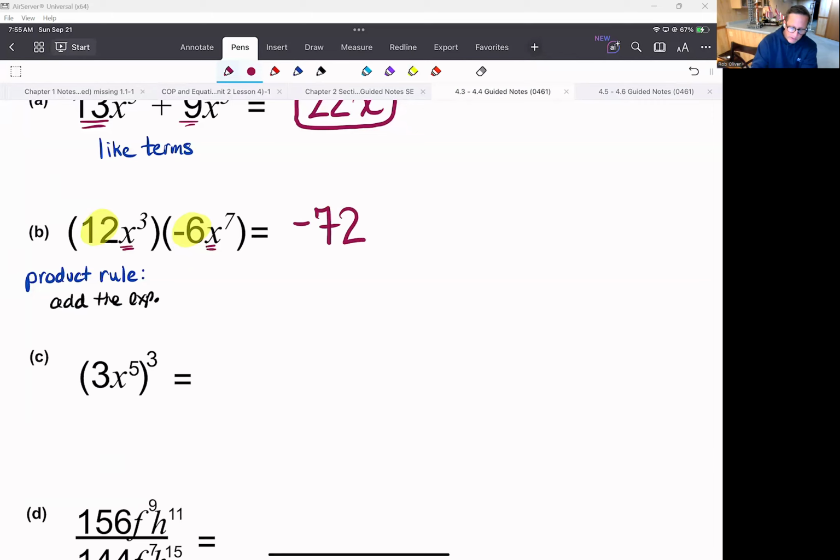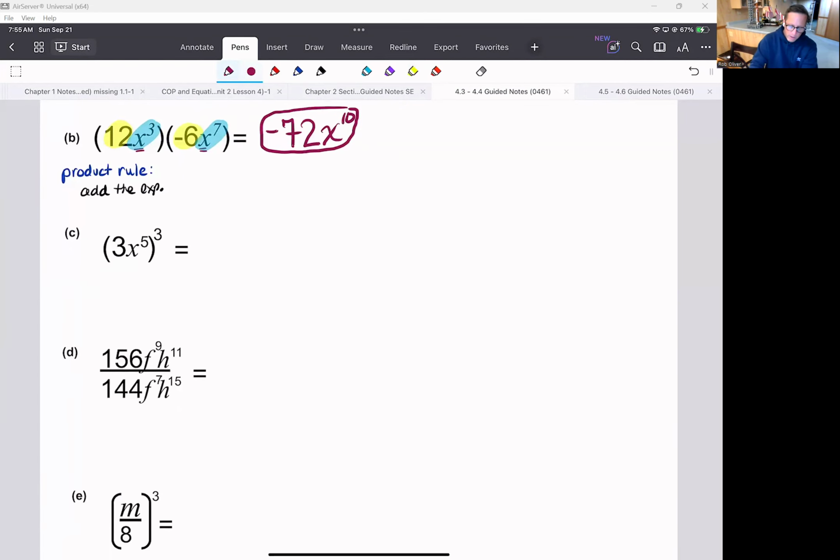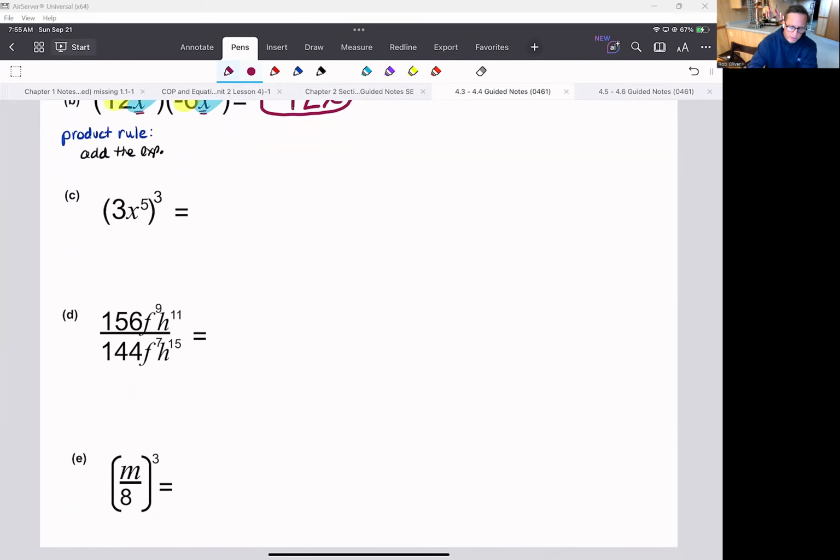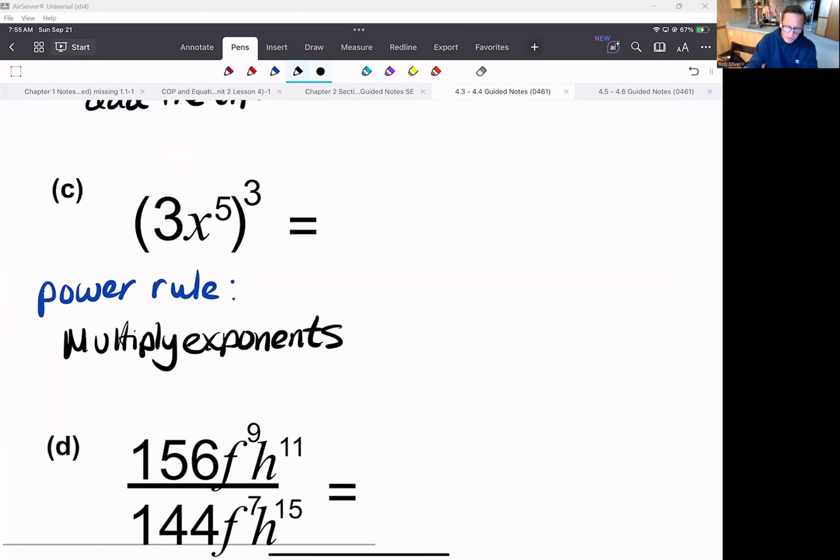So you've got -72 there, and then treat the powers. We've got x cubed, and we've got x to the 7th. So we're just going to do 3 plus 7, which is 10. So you've got x to the 10th power. That's it. Now right here, I don't think you can give it a name, but I call it power to a power, but it's actually called the power rule. And with the power rule, what we do is we multiply exponents. So that is what we're going to do on that one.